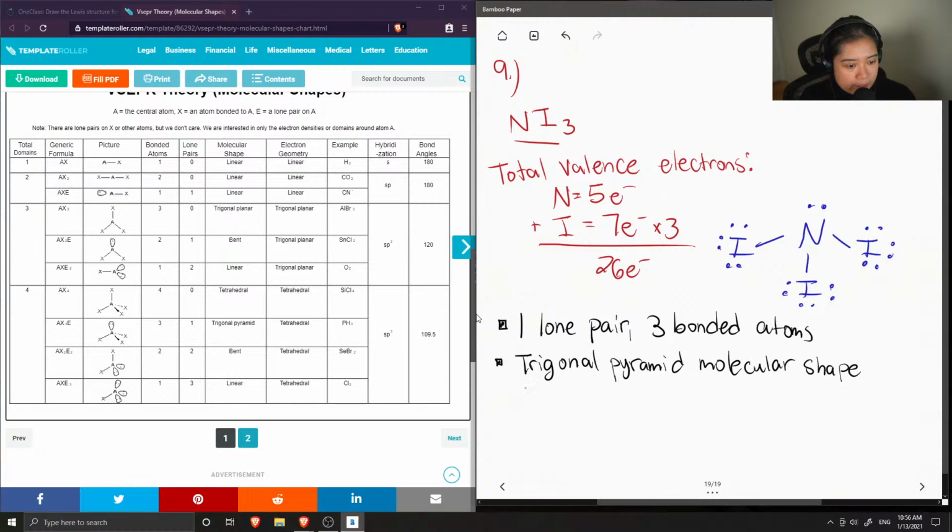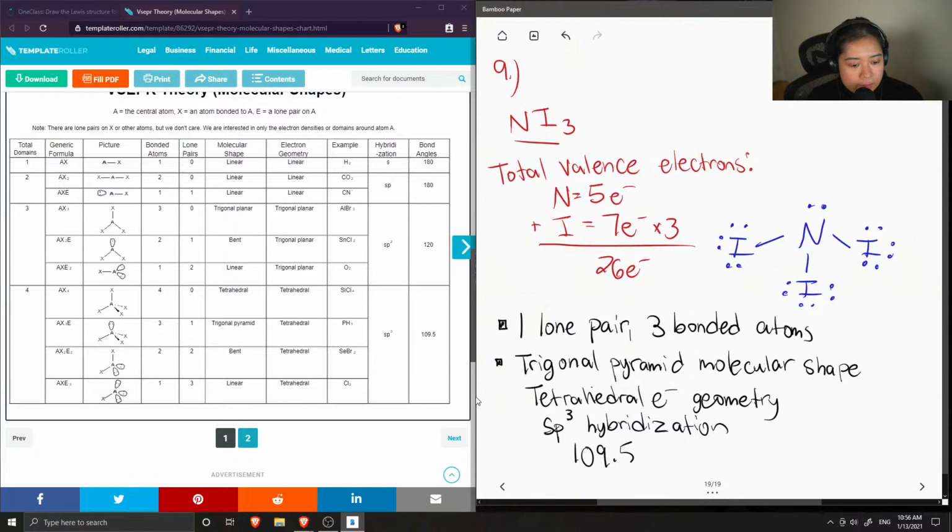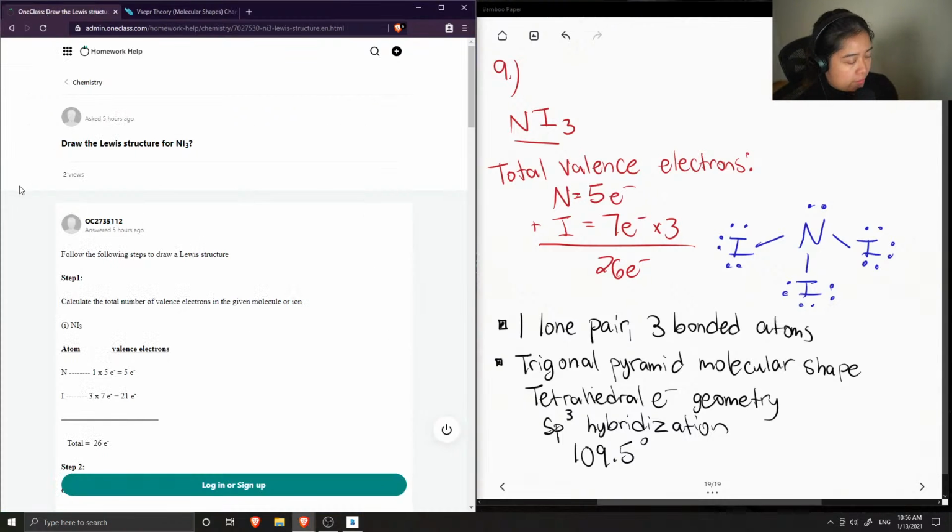We have a tetrahedral electron geometry. And the hybridization of the nitrogen is sp3. And finally, the approximate bond angles are around 109.5 degrees. Okay, so this is how one would use the VSEPR table. So now let's see what the junior tutor said.